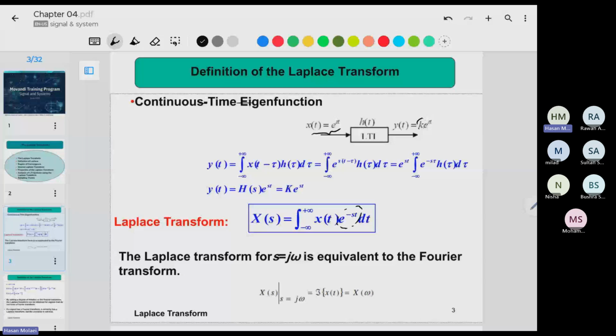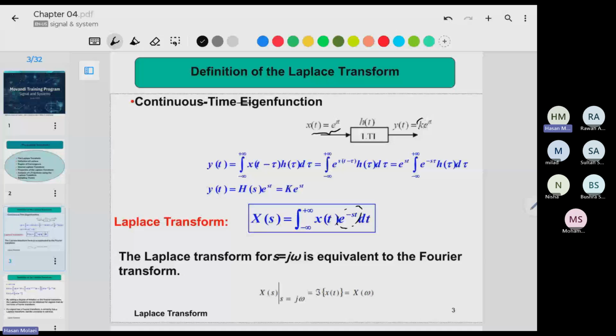that coefficient as the Laplace transform. This is the definition of the Laplace transform of x(t) as X(s).